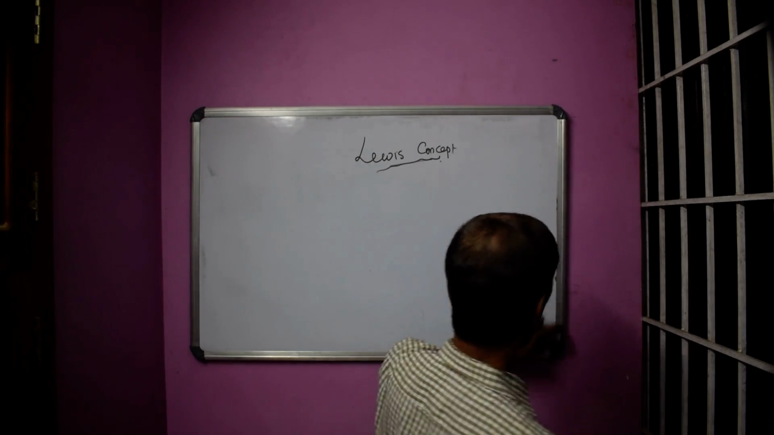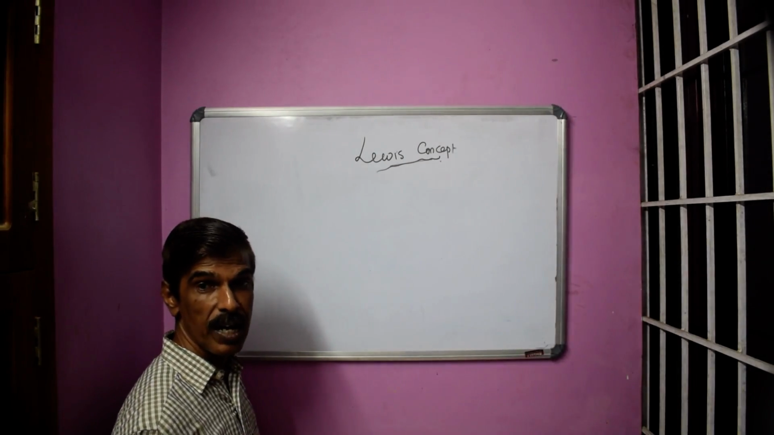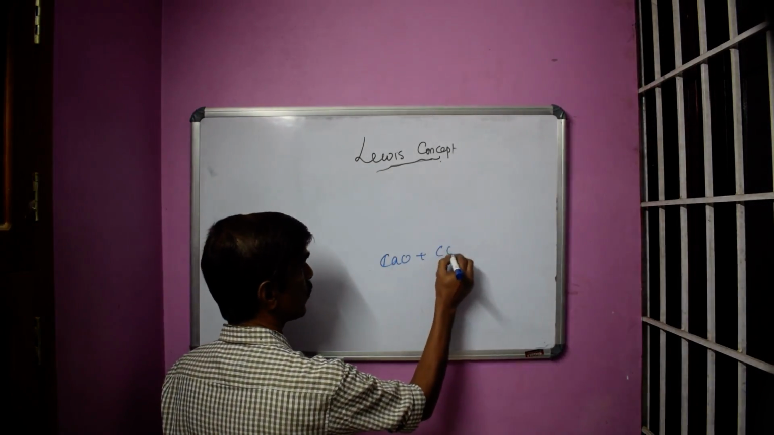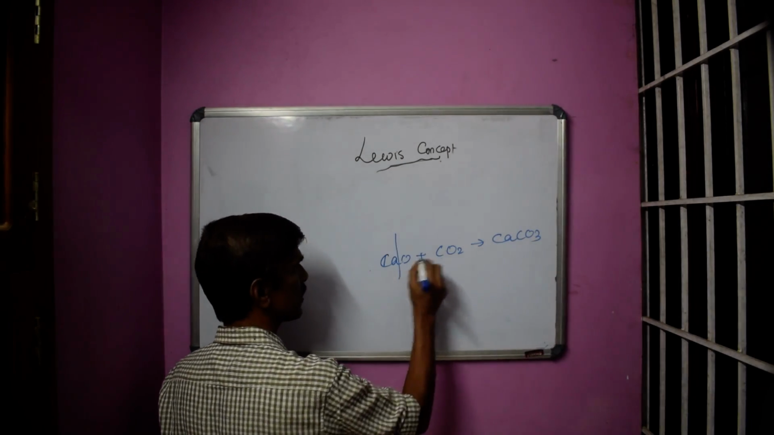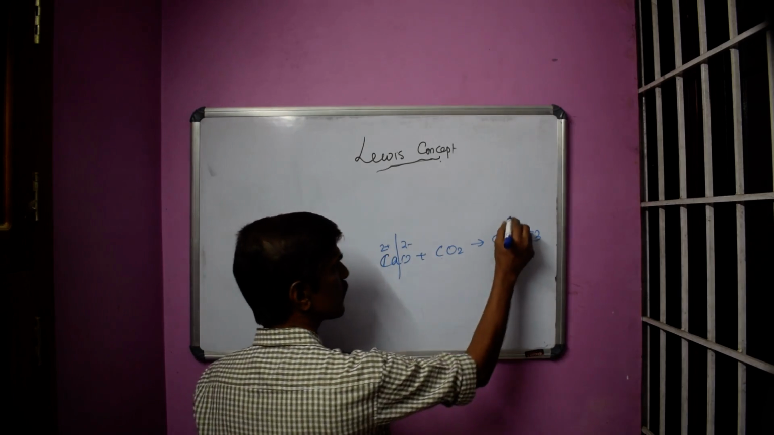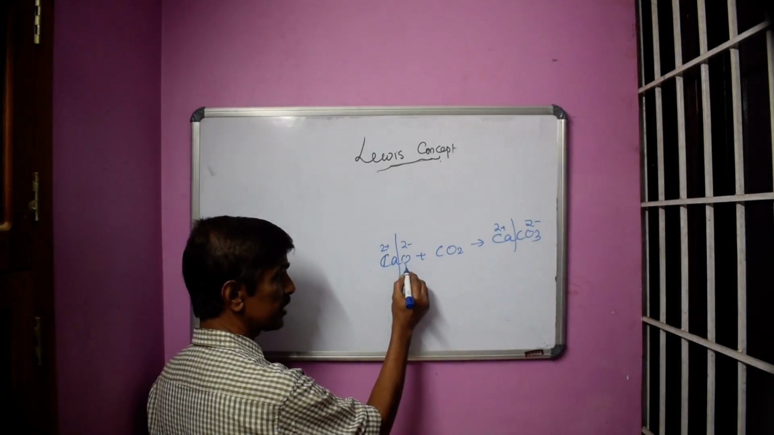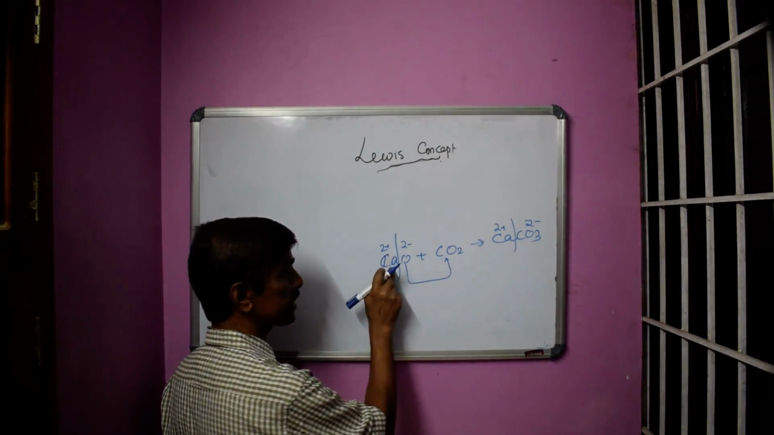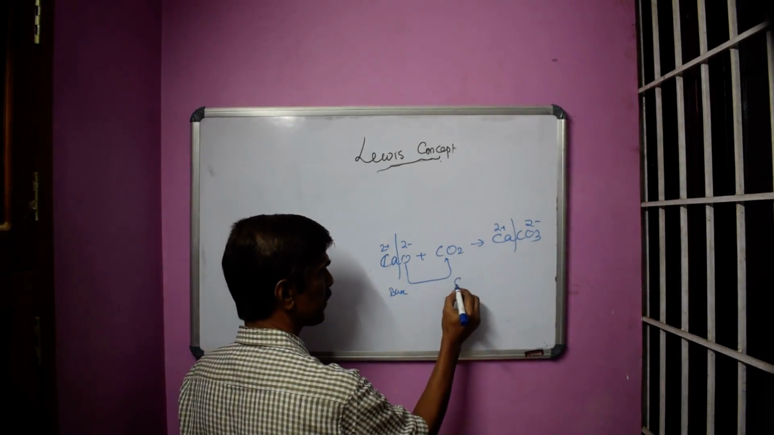The Lux-Flood concept we saw earlier, we know we have covered that so far: oxide ion donor and oxide ion acceptor. Do we remember? CaO plus CO2 giving CaCO3. What happens here? See, the oxide ion is donated by calcium oxide to carbon dioxide. This oxide ion donor is the base and this is the oxide acceptor, the acid.